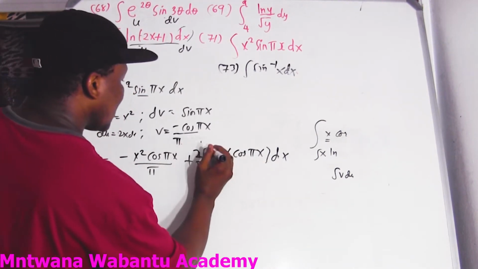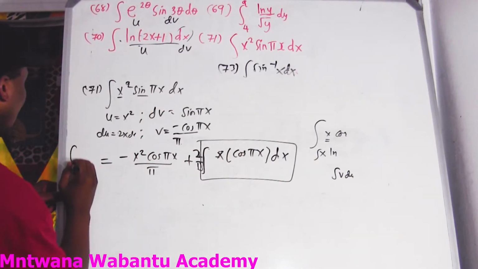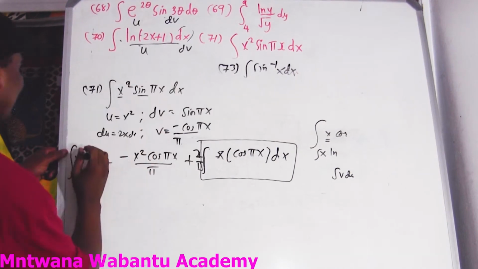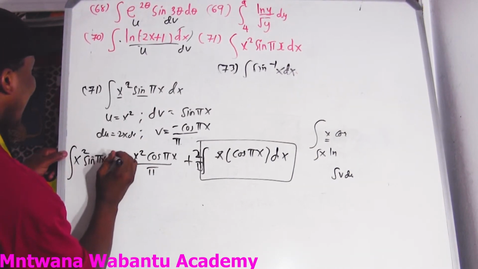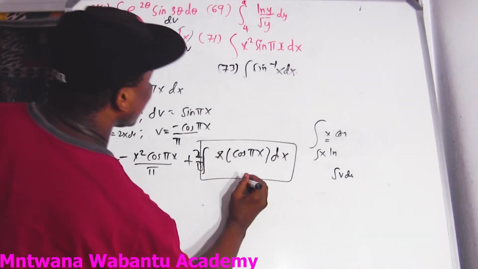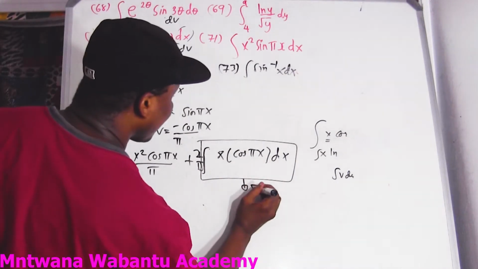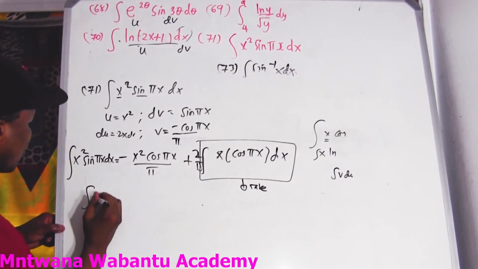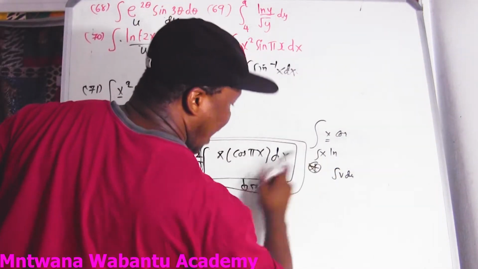But this one alone itself is another by parts. So all of this, which is x squared sine of pi x dx, gives us another by parts. So let's do this by parts separately. We say tag. So we got integral x. Let me do this, this could be our side question, and then I'll come back here.